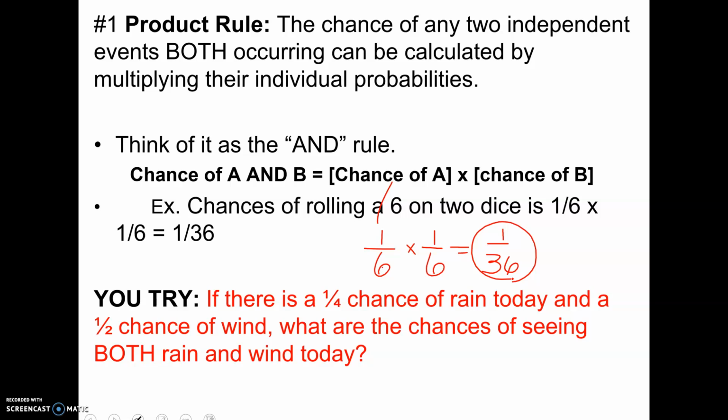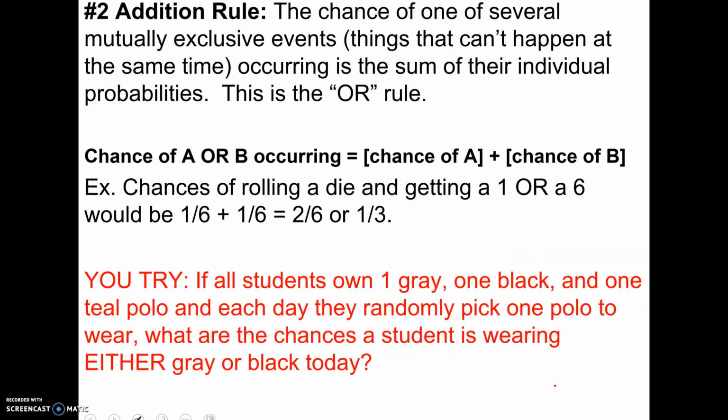Here's the second one. Suppose there's a 1/4 chance of rain today and a 1/2 chance of wind. What are the chances we will see rain and wind? So we take our individual chances, a 1/4 chance of rain times a 1/2 chance of wind, and we get a 1/8 chance of seeing both rain and wind. We're going to apply this to genetics a little bit later, but I just wanted to explain what the product rule says.